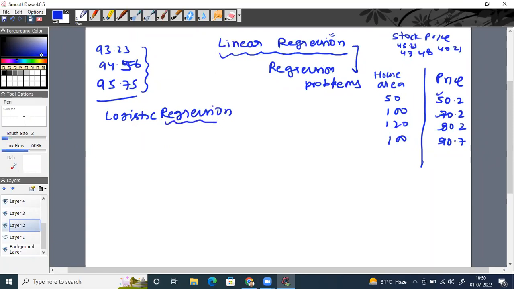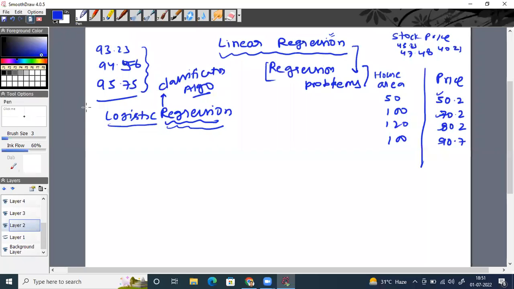Although the name is regression, remember that logistic regression is actually a classification algorithm. So don't get confused by the name. Regression is in the name, so you might think it is a regression algorithm. No, it's a classification algorithm. So let's study linear regression first. If you understand linear regression, logistic regression will automatically be clear, because we will make some changes to the same thing and you will understand that.